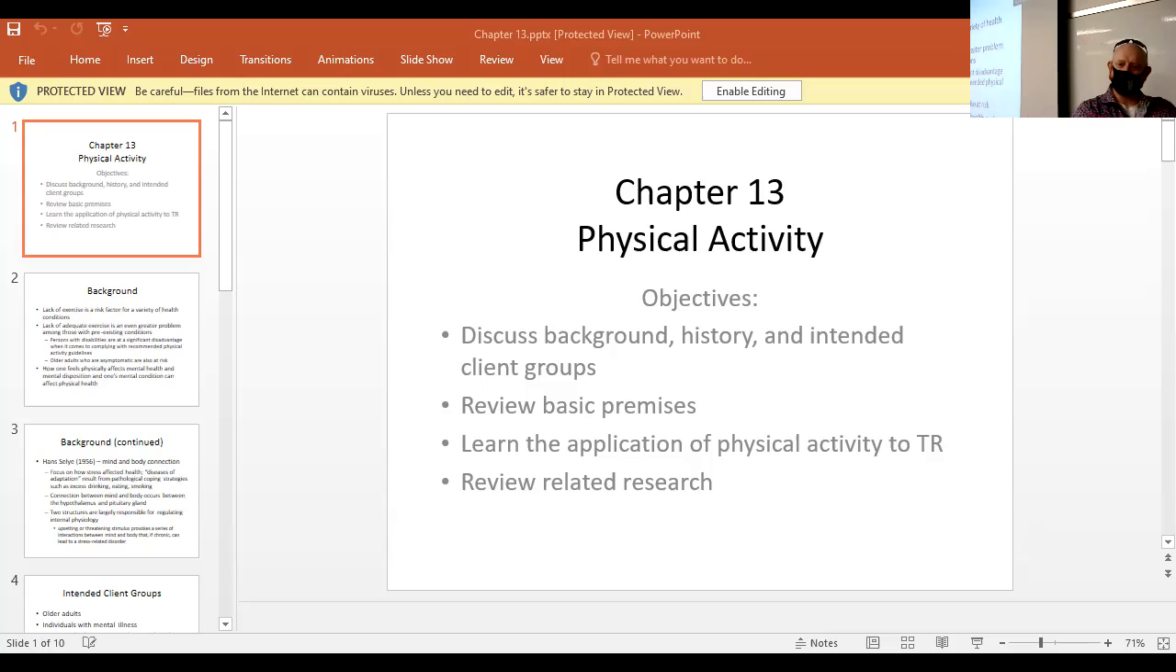People with disabilities are at a significant disadvantage when it comes to complying with recommended physical activity guidelines. Number one, you know, it's harder for them to do. Number two, they may be in settings where, you know, their schedule is made for them.